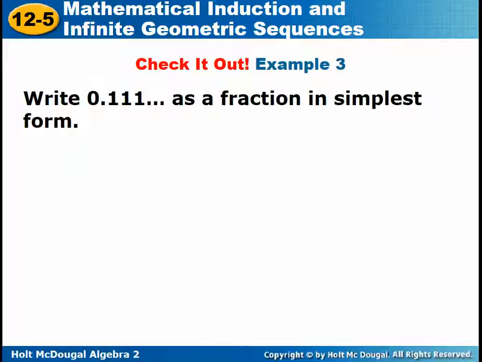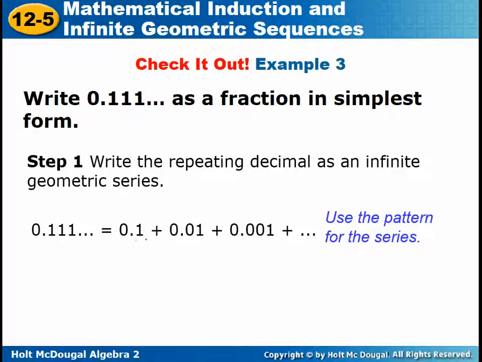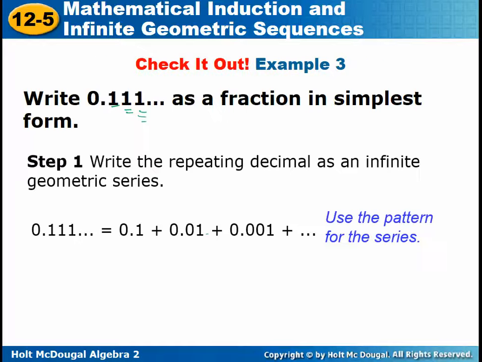Okay, so let's try this one. This one only has one digit that repeats. It's a little bit different, 0.11111. There's only one digit that repeats. So you write 0.1 plus 0.01 plus 0.001. So here's the 0.1, here's the 0.01, here's the 0.001. And this is our first term.